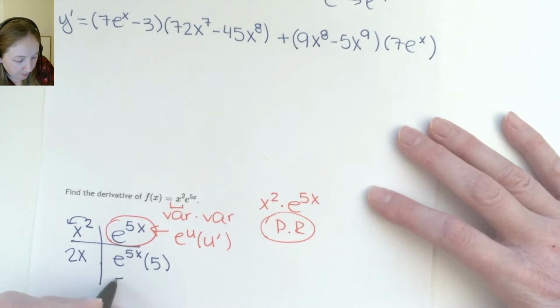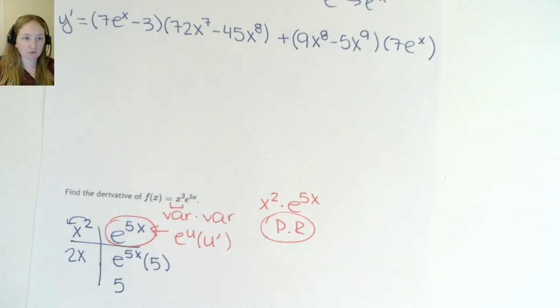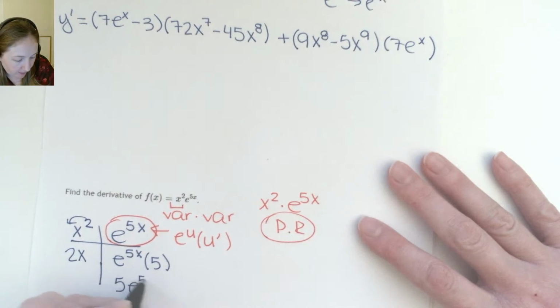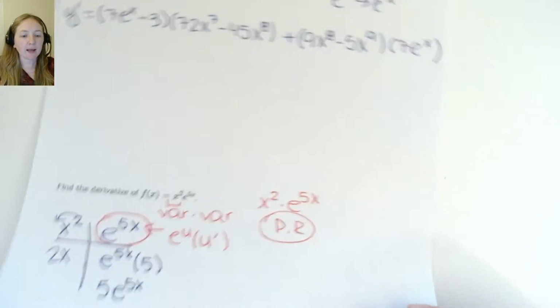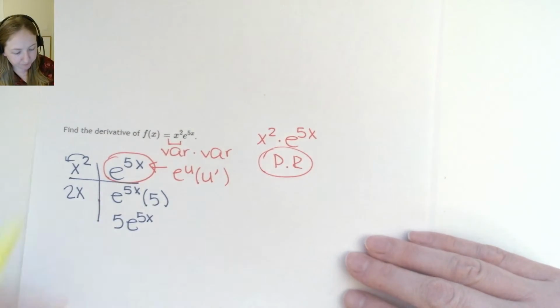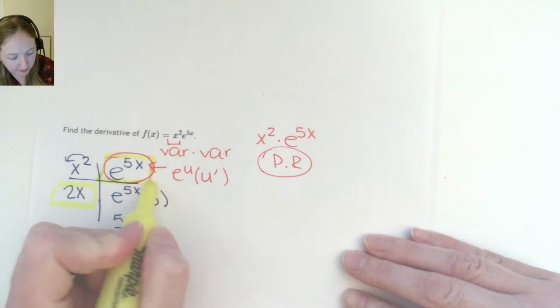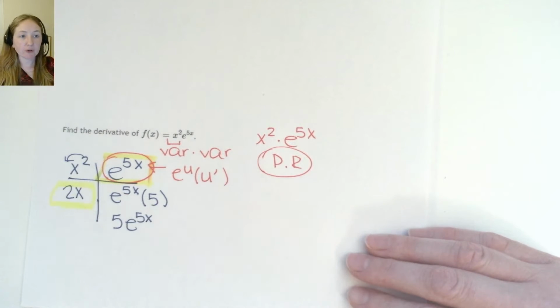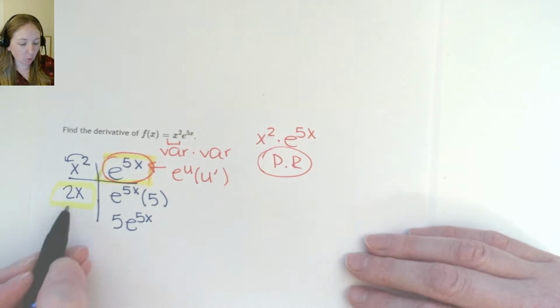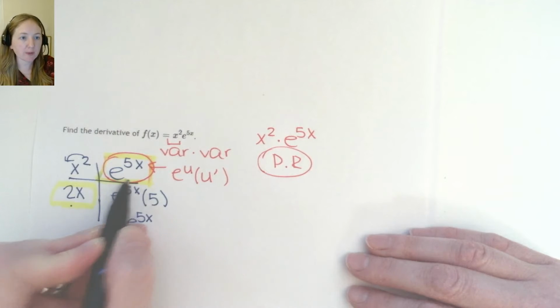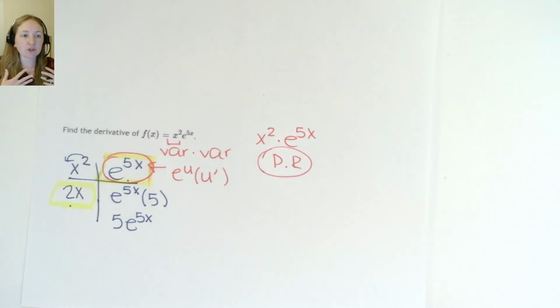Now, of course, for simplicity, we want to put the 5 in front, so it will be 5e to the 5x. Now, plugging into our product rule, we'll take our 2x times our e to the 5x. Now, you'll notice here that this is one term times one term. And so we are going to plug in with parentheses. However, we don't really need those parentheses because it's one term times one term.